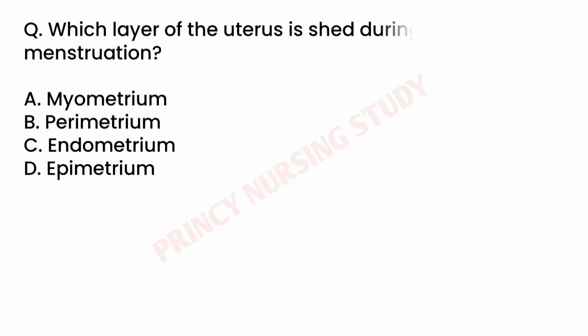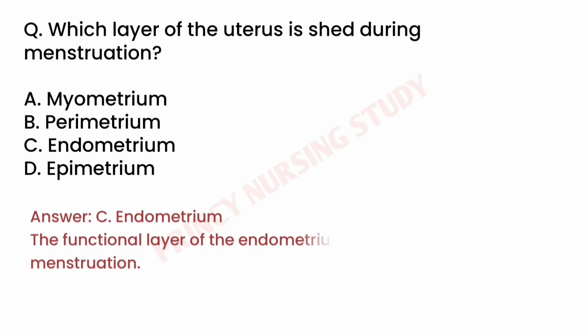Next question. Which layer of the uterus is shed during menstruation? Correct answer is C. Endometrium. The functional layer of the endometrium is shed during menstruation.